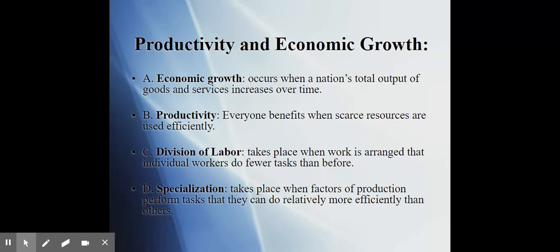You can think about division of labor as, in a school, there's one teacher who teaches economics and another teacher who teaches math, right? We are dividing the labor instead of you just coming to me and me teaching you all of your subjects. And part of the reason that works is because of specialization. Specialization takes place when factors of production perform tasks that they can do relatively more efficiently than others. In your career, you're going to have a specialization. You're going to do something that makes you better and more specialized in that role than the general human.